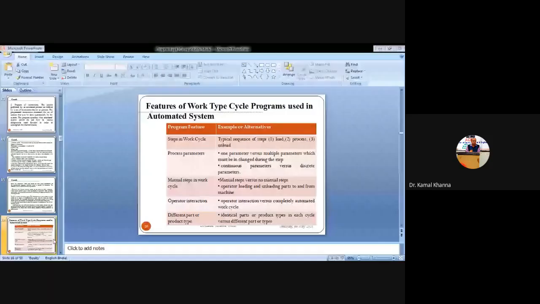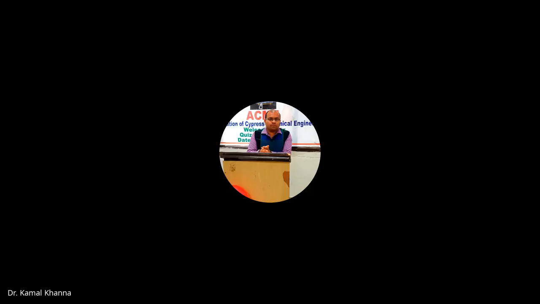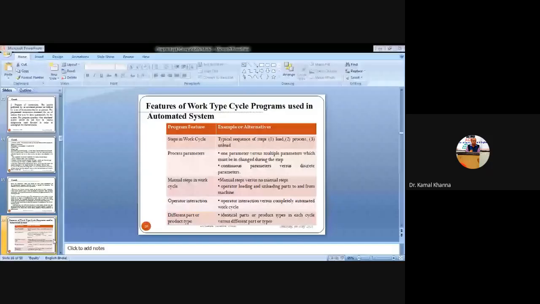Next is the process parameter. How are you controlling the process parameter? One parameter versus other parameters which may require some modification in the coming steps. So continuous parameters versus discrete parameters are examples of process parameters.